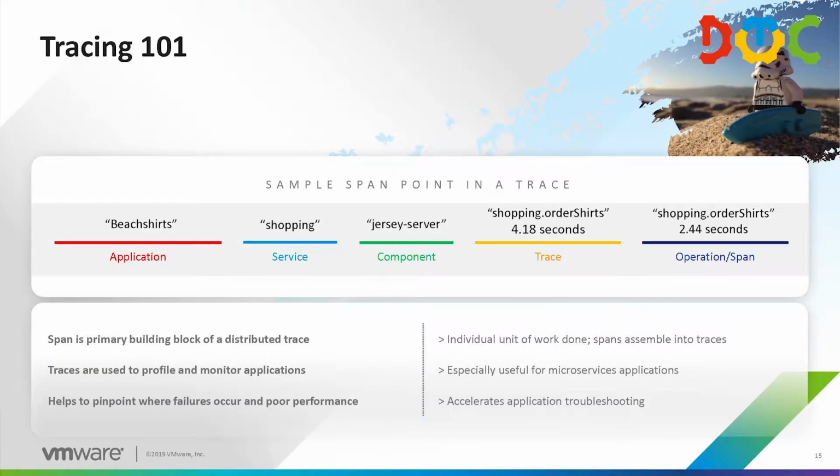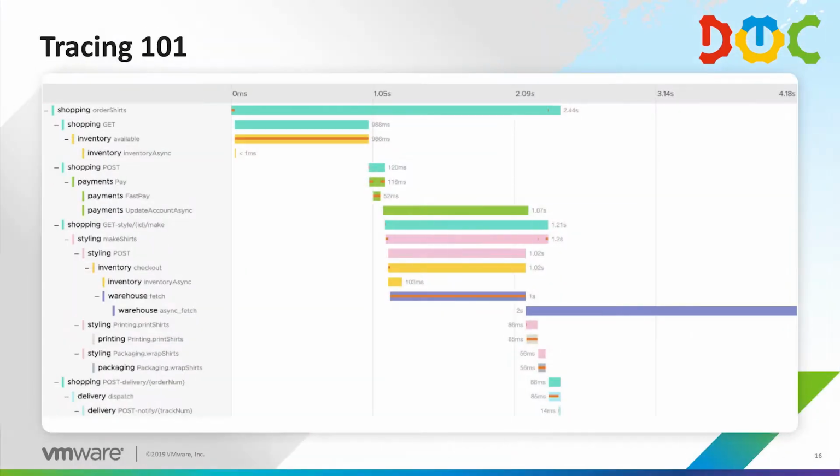So the last building block that we use is tracing. You've probably heard of a lot of tracing products out there. This is talking about application tracing: how we profile, how we monitor our applications. So this is a really critical part where we pinpoint in the application where the failure comes from or where the poor performance comes from.